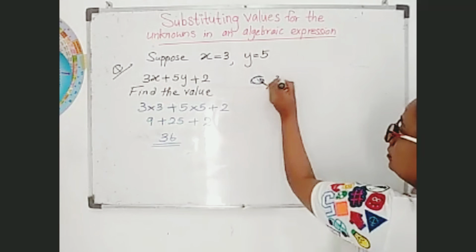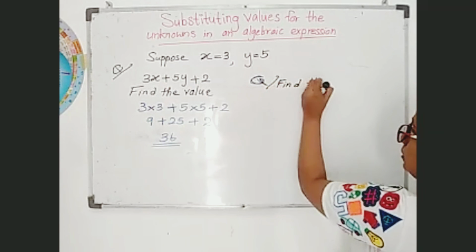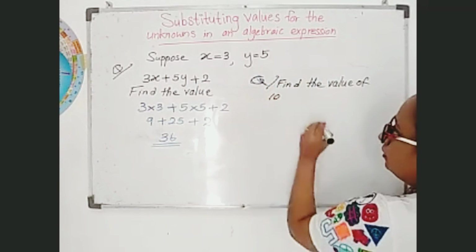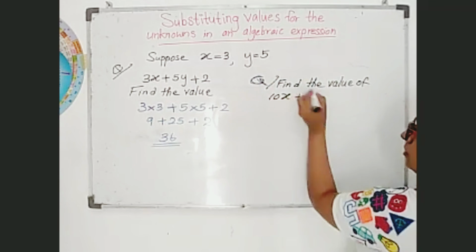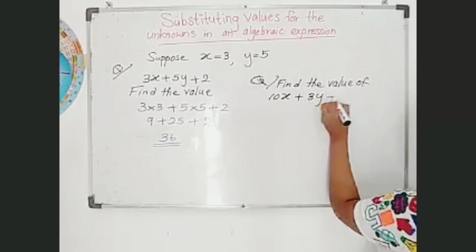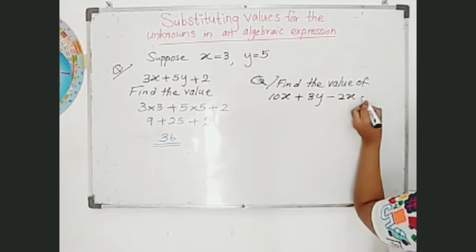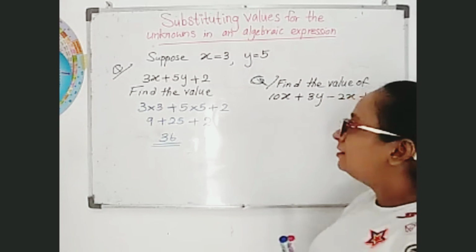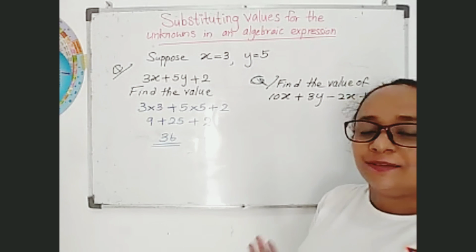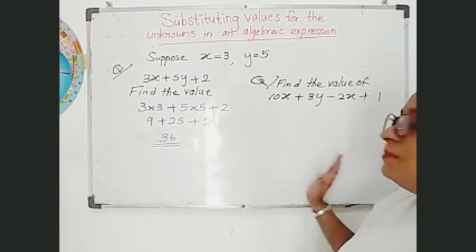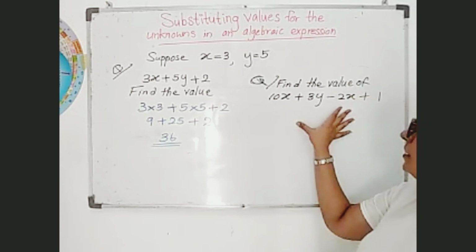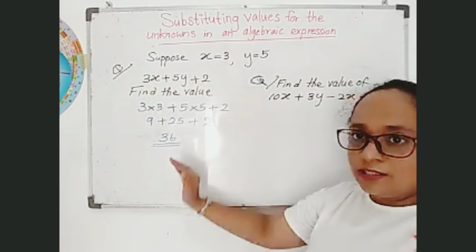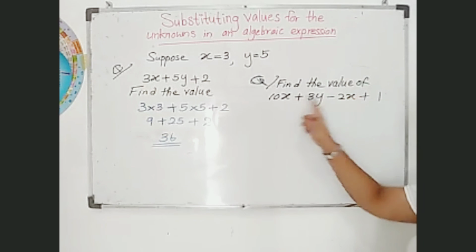The question is, find the value of 10x plus 3y minus 2x plus 1. It's a bit complex, right? Complex means it's not difficult, okay? It doesn't mean it's difficult. We have a small difference here. We didn't want to arrange this. We just have to substitute. But here we can find some similar terms.